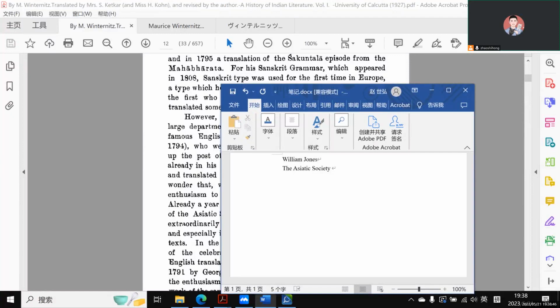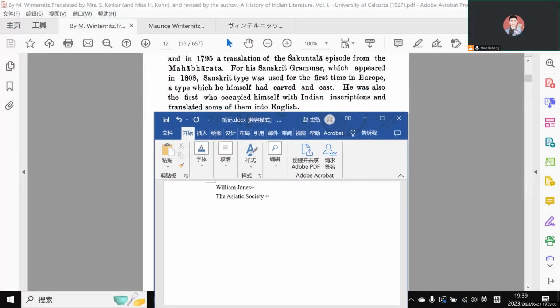I was once in Calcutta visiting the Calcutta branch of the Asiatic Society, and the staff there were not very friendly to scholars. So I suffered from reading the original material all day, just sitting on the floor without even a chair and a desk. So that's quite painful.